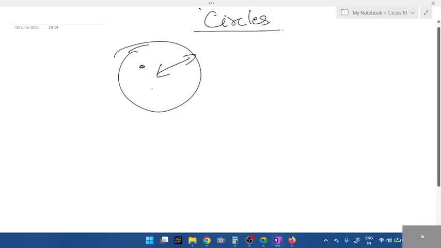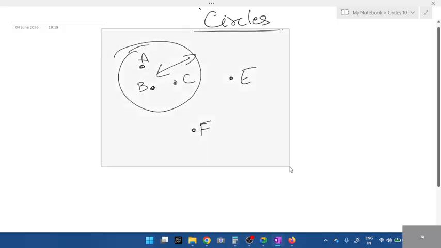Any point which lies inside, what do you call these points? A, B, C as interior or exterior? These are interior points. Anything which lies outside, because circles will continue, and there is a concept called tangent. Even that is important. So remember, point E, point F, all those are exterior points. ABC is interior, EF is exterior.